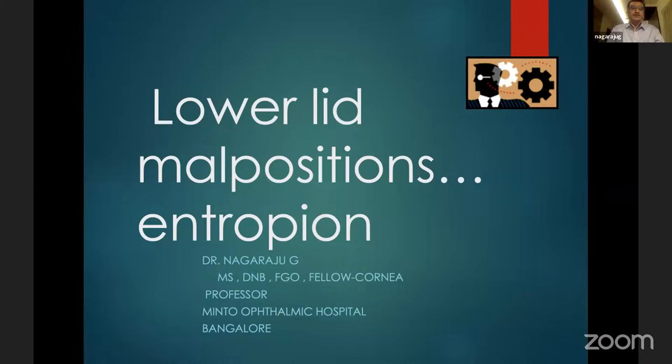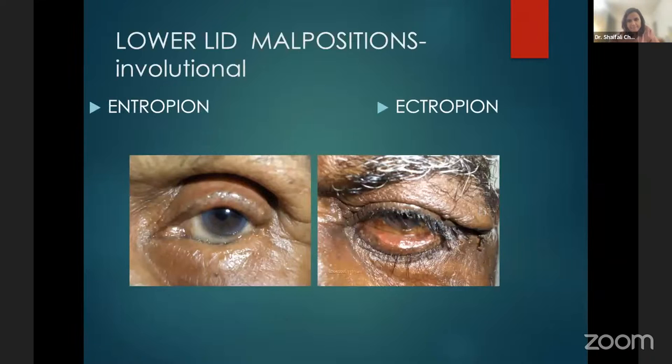So the topic given to me is lower eyelid malposition, mainly entropion. Basically, there are two types, and mainly I'm concentrating on the lower eyelid: ectropion and entropion. Mainly we'll think about only involutional, age-related entropion and ectropion. Both are age-related changes, especially the involutional cause. Why do some cases go in for entropion, why do some cases go in for ectropion? That is the question that we have to sit and analyze.